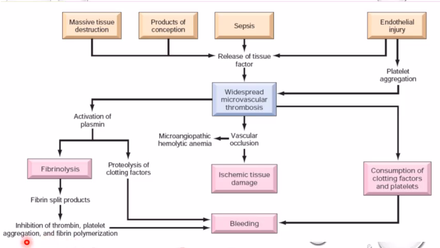With this, it will cause inhibition of thrombin, platelet aggregation, and fibrin polymerization. This diagram is very important. You need to go through it and read the text because it is an important subject to deal with. So now we are talking about the causes of disseminated intravascular coagulation.